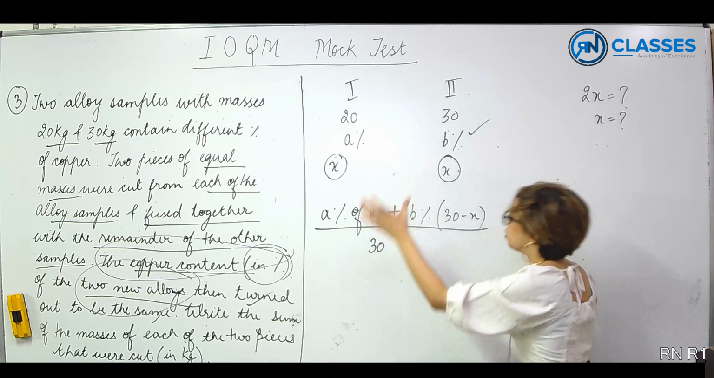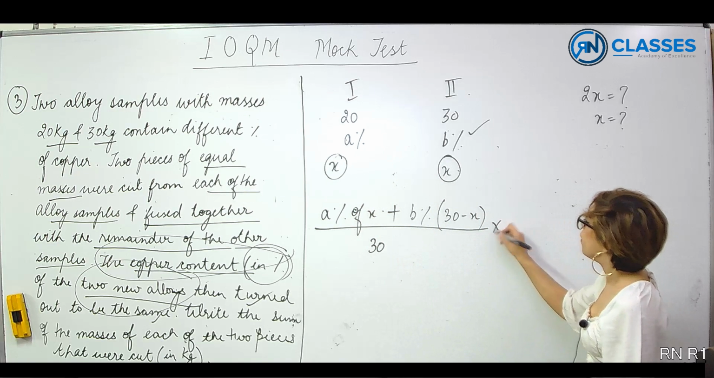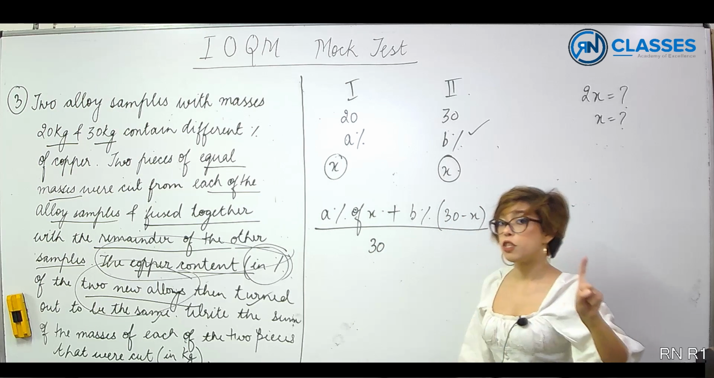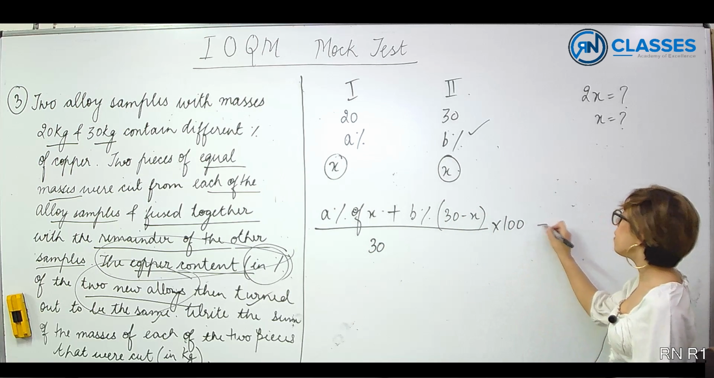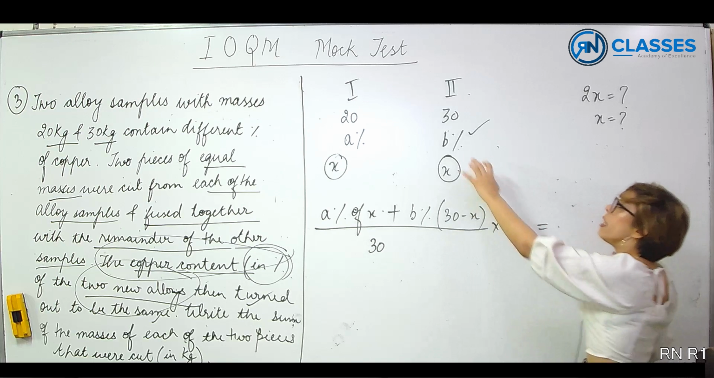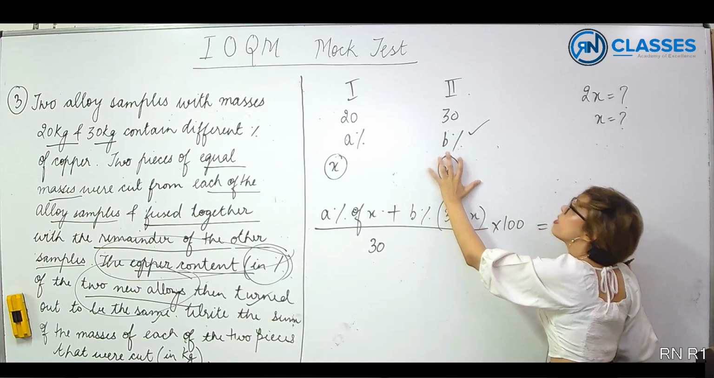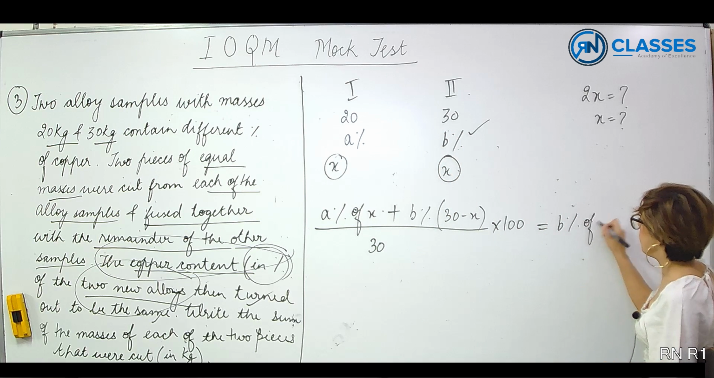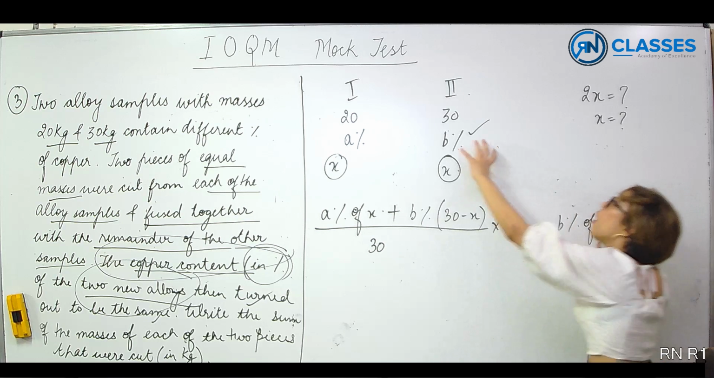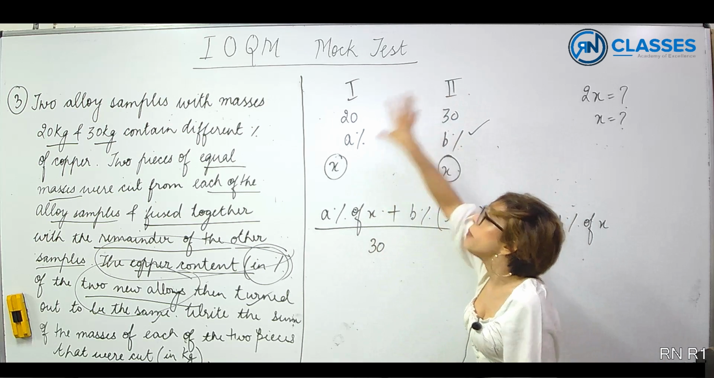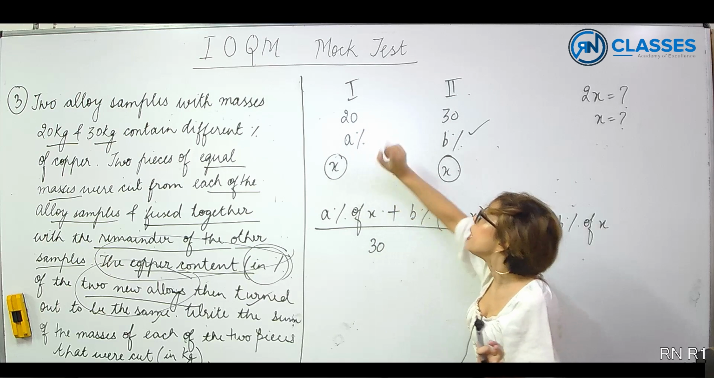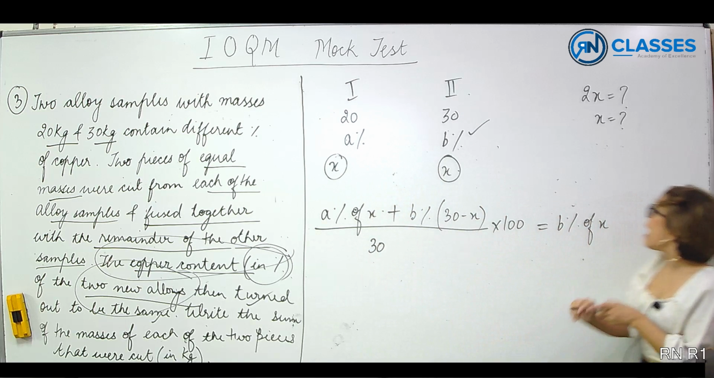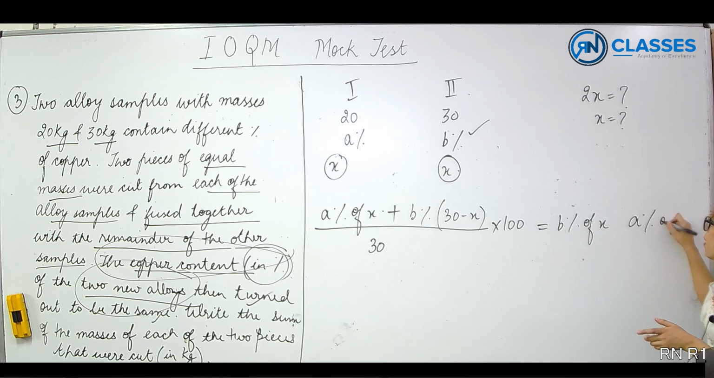Right? Copper content over total mass. Now, percent, put into 100. This is the copper content in percentage of the first alloy. Now, second, similarly we can write that. Copper content in this piece first of all: x kg piece, B% copper content. So, in total, B% of x. This is the copper content. Now, the copper from here I can easily figure out. Remaining is 20 minus X and A% copper is there. So that means A% of 20 minus X.